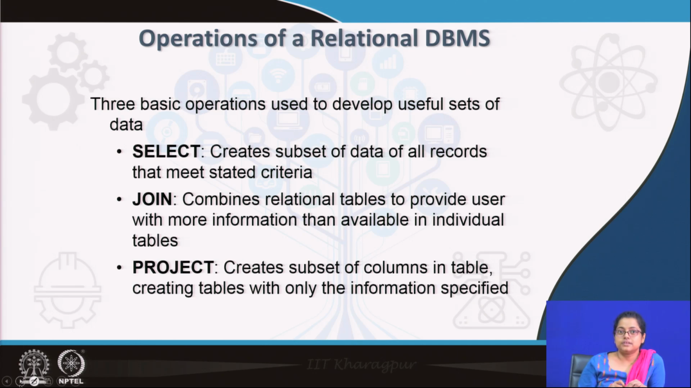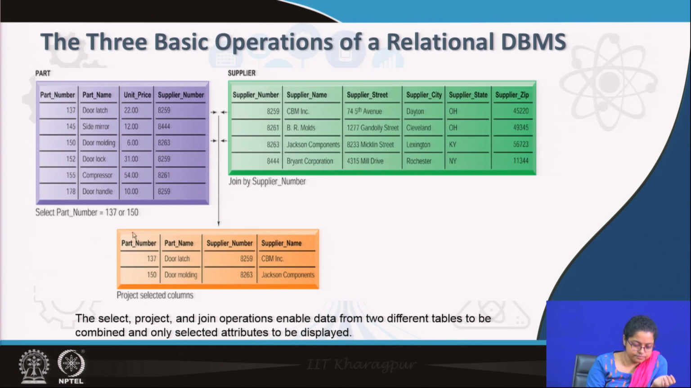The second operation is called the join operation. The join operation combines relational tables to provide users with more information than is available in the individual tables. And the third operation, called the project operation, creates a subset of columns in a table, creating tables with only the information specified. So, now let us go ahead and see with an example.